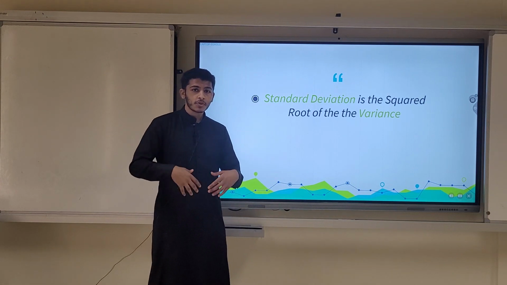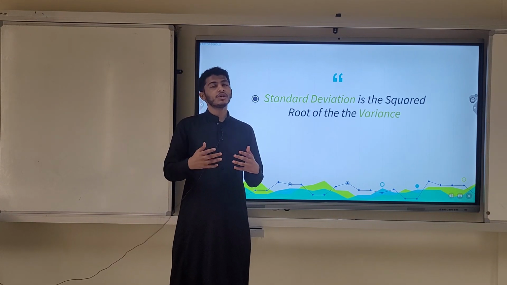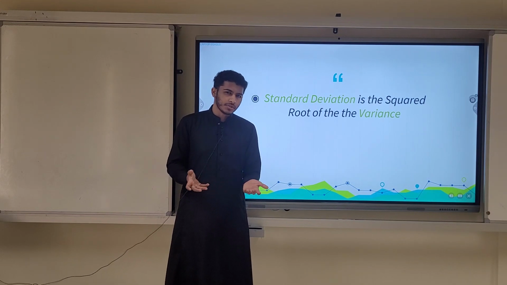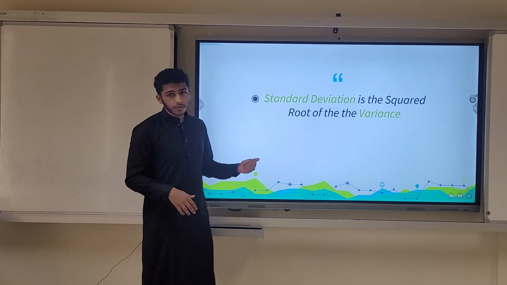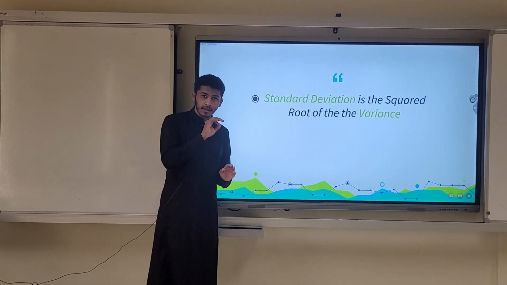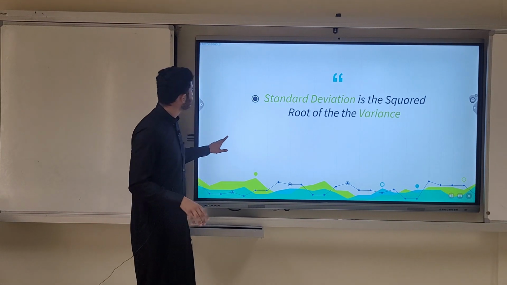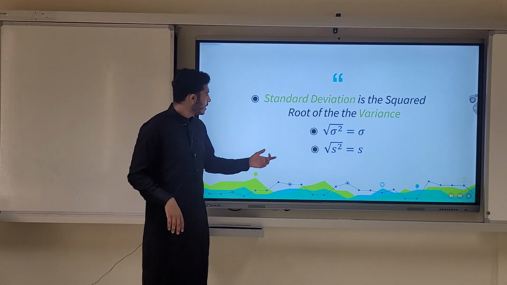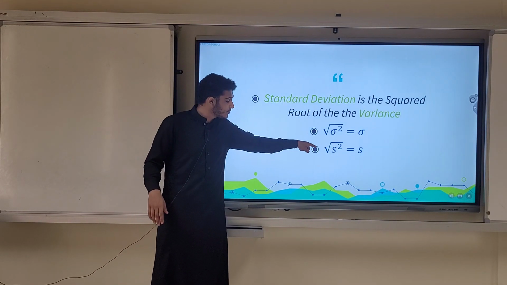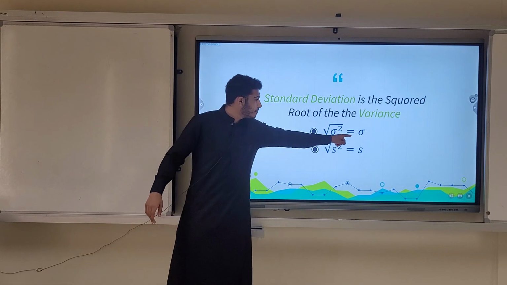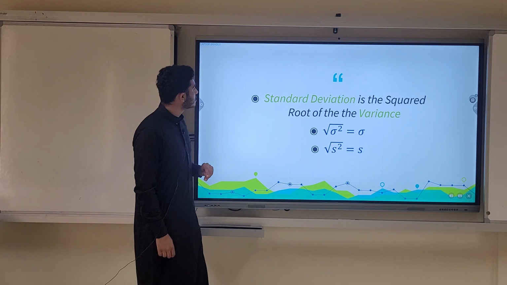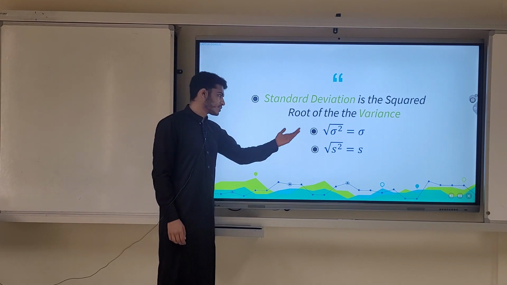So we want to make the measurement of how varied the data is measured in the same unit that the data is measured with. So we have the square root of the variance, and it gives us the standard deviation, which is most commonly used to find the actual dispersion of the data. As we can see here in the formula, it's just the square root. This is the population standard deviation, this is the sample standard deviation. So don't get them mixed. Same thing as the variance, just square rooted.